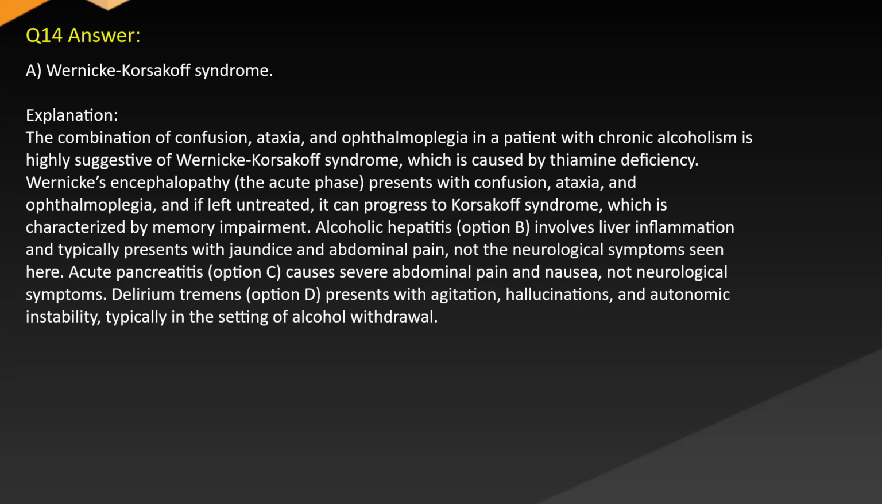Alcoholic hepatitis, option B, involves liver inflammation and typically presents with jaundice and abdominal pain, not the neurological symptoms seen here. Acute pancreatitis, option C, causes severe abdominal pain and nausea, not neurological symptoms. Delirium tremens, option D, presents with agitation, hallucinations, and autonomic instability, typically in the setting of alcohol withdrawal.